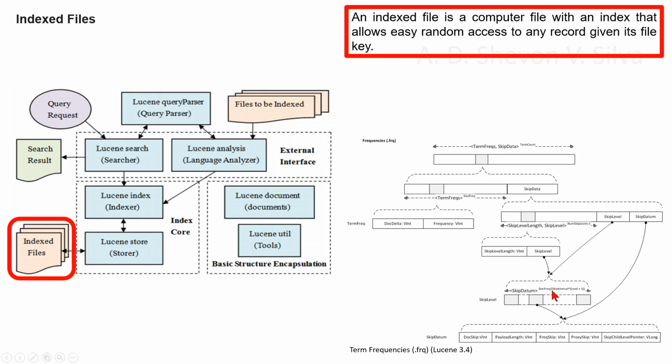Doc freq divided by skip interval to the power level plus 1 here. Here the skip level and skip level are connected. This is the skip level, and here the skip datum. It consists of doc skip vint, payload length vint, freq skip vint, proxy skip vint, and skip child level pointer vlong, and here it's connected to the skip data.